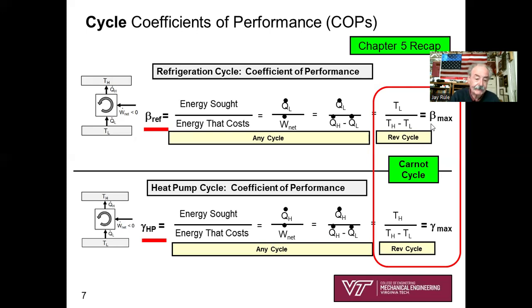Okay, heat pump cycle. Let's see. Coefficient of performance is gamma, Greek letter gamma for the heat pump. Energy sought over the energy that costs. Well, let's see. The energy sought, we can figure this out in our heads. It's Q dot H. That's our objective for running a heat pump. Energy that costs, it's exactly the same, W dot net.